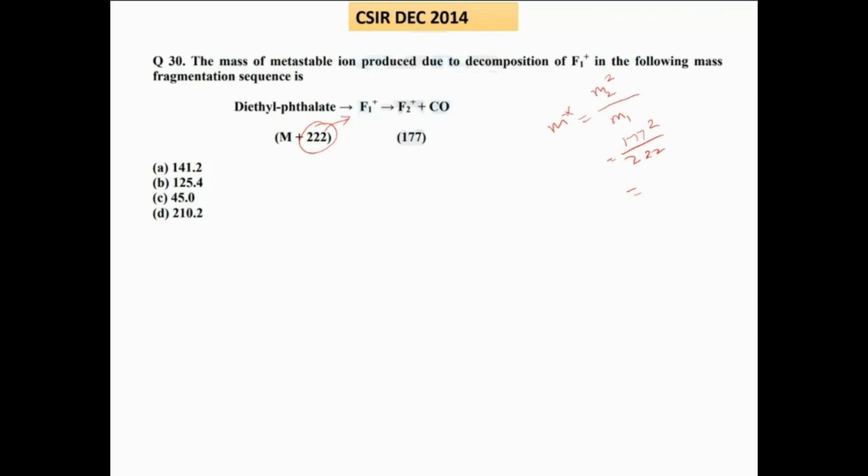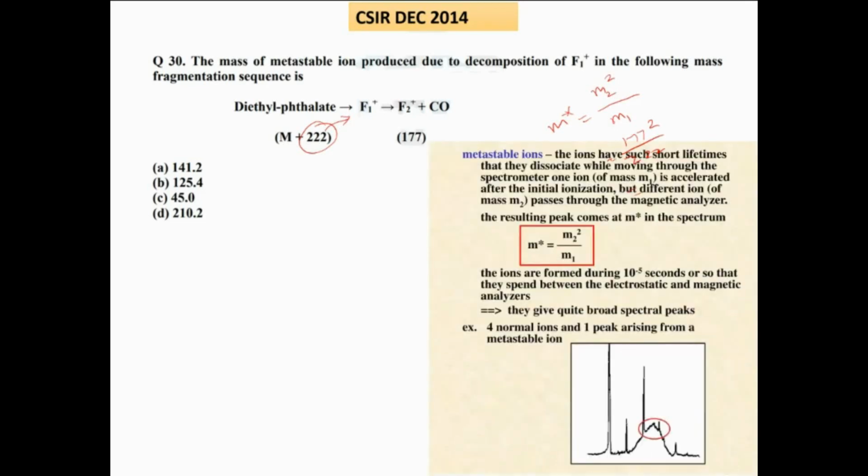So this is the formula for calculating the mass of the metastable ion. Yes, M2 square by M1. Make a note of the metastable peak. The ions have such short lifetimes that they dissociate while moving through the spectrometer. So the ion 222 dissociates after ionization, but a different ion reaches the magnetic analysis. So the ion formed is different from the ion that reaches. These ions are formed during 10 power minus 5 seconds, so the time they spend between this analysis is very short. They give you quite broad peaks. So this is the metastable peak. It's very simple: M2 square by M1.